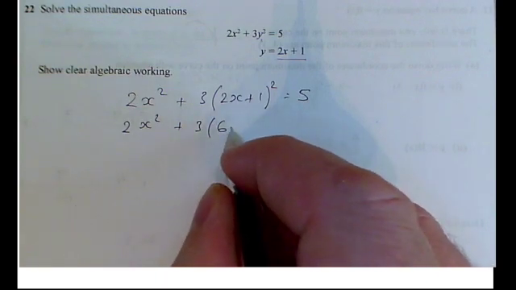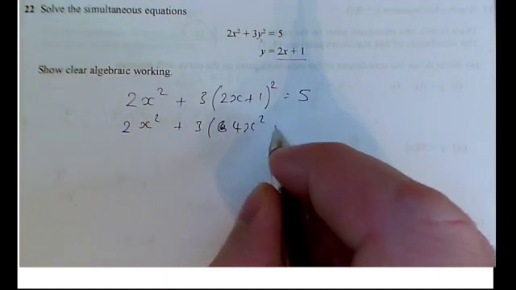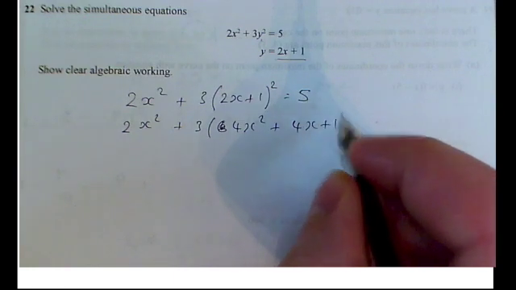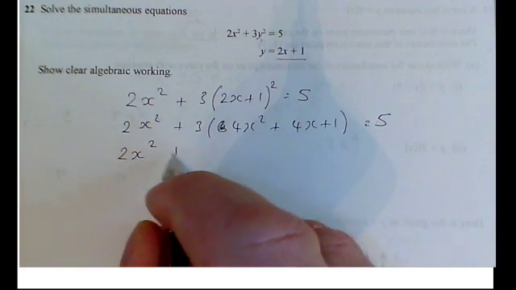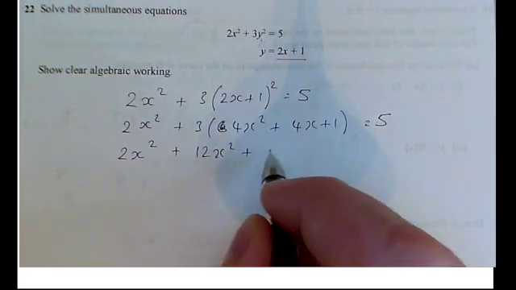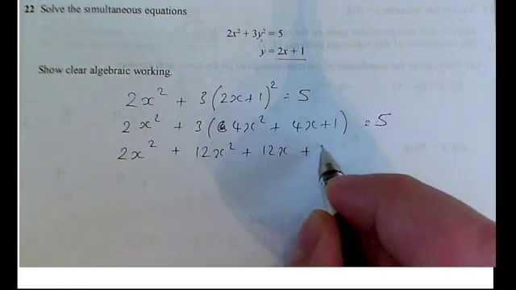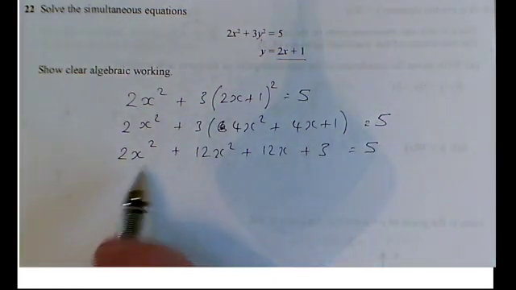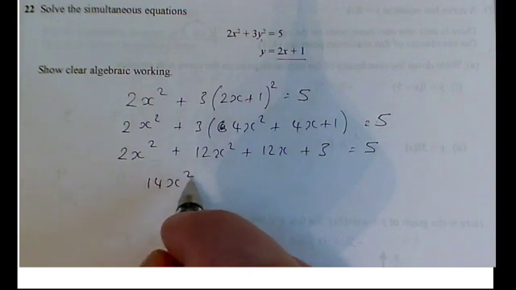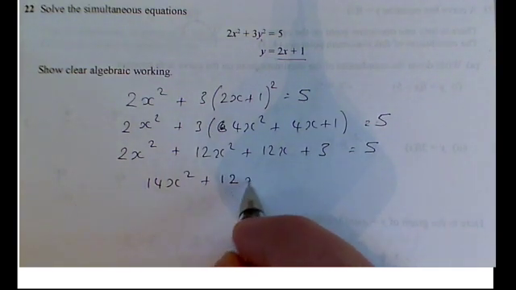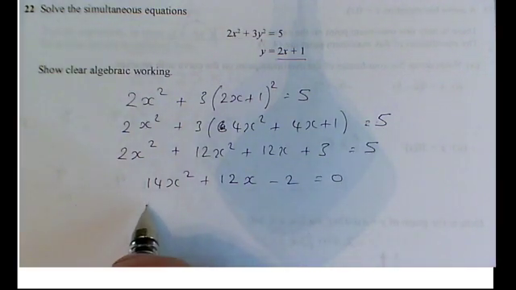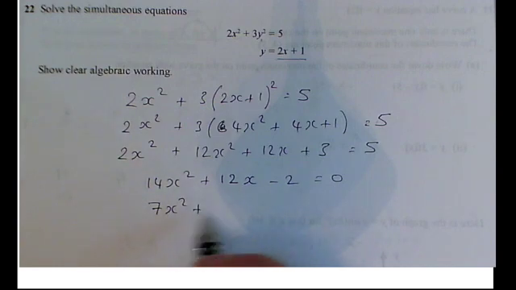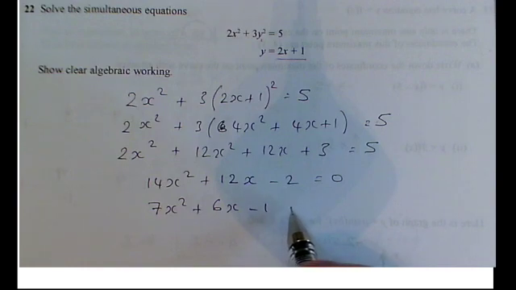So I'm going to factor, that should be 4. 4x squared plus 2x plus 2x is 4x plus 1 equals 5. If I multiply through by 3, I get 2x squared plus 12x squared plus 12x plus 3. And if I collect the like terms together, we've got 14x squared, we've got 12x, and we've got a minus 2 equals 0. I can divide through by 2, can't I? They're all even numbers, so 7x squared plus 6x minus 1 equals 0, because 0 divided by 2 is 0.